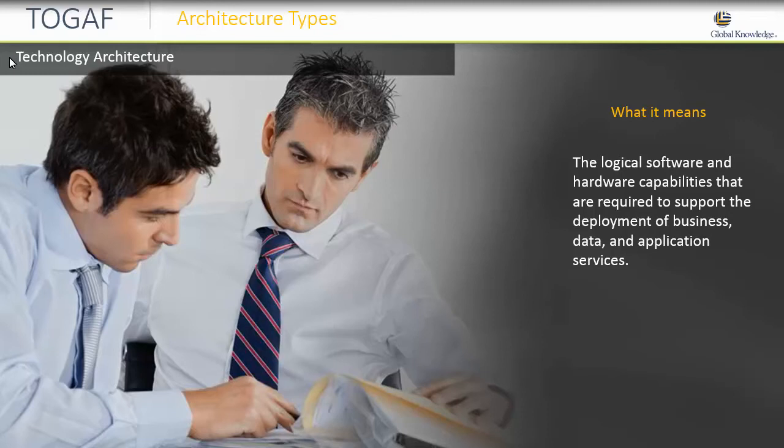And then finally, we turn to the technology architecture, the logical software and hardware capabilities that are required to support the business, the data and the application services that sit above there. So as you can see, Togaf's scope really is an end-to-end scope, from the technology right the way down at the nuts and bolts end of what you're doing in your organisation, right the way through to supporting your business strategy up at the other end, the business architecture area of Togaf.